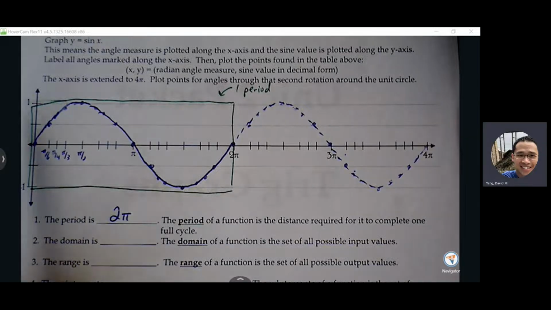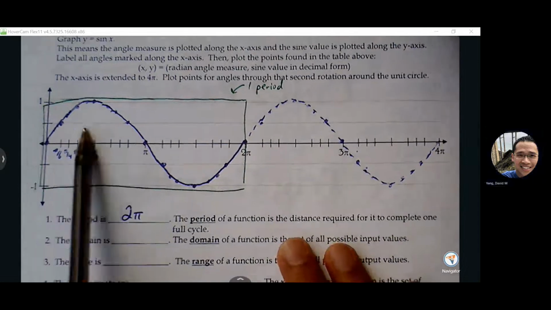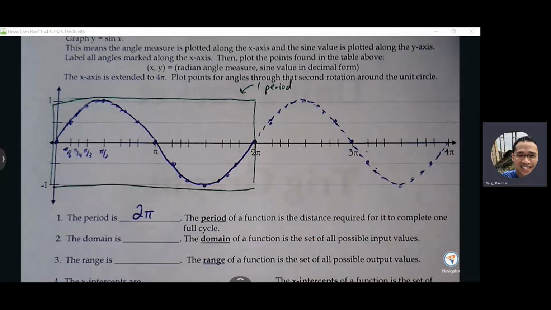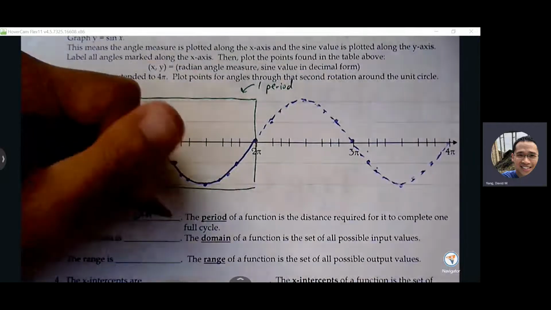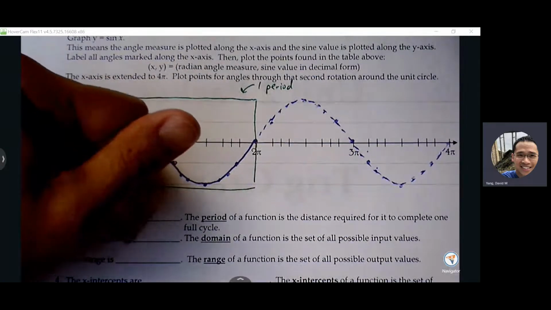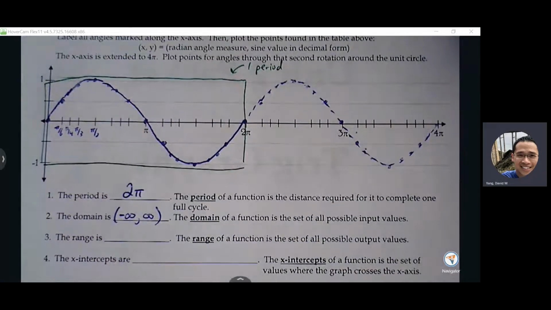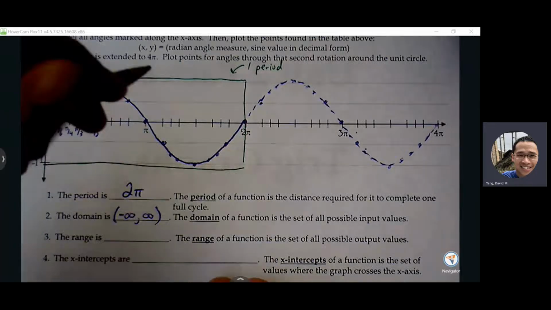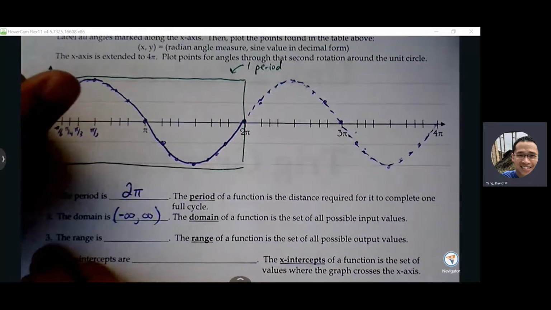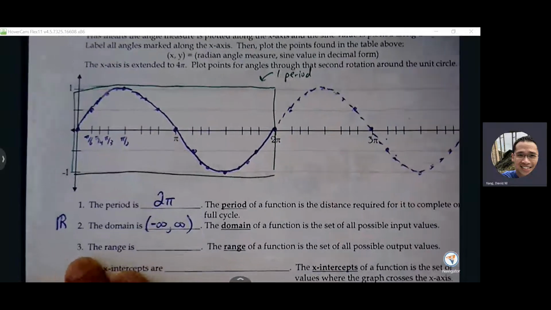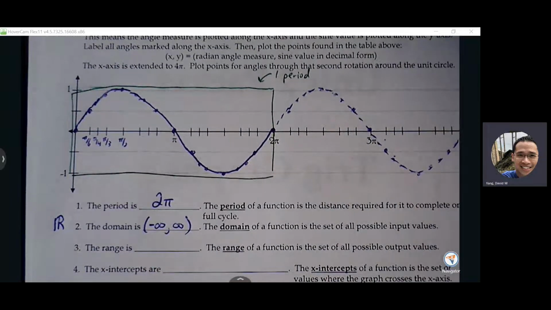Domain is where does this graph exist? We can extend this graph infinitely in both directions. There are not going to be any breaks, any holes, no asymptotes. So domain is all real numbers. The way we represent all real numbers is we go from negative infinity to positive infinity. We also use this notation, like two parallel lines with an uppercase R next to it.